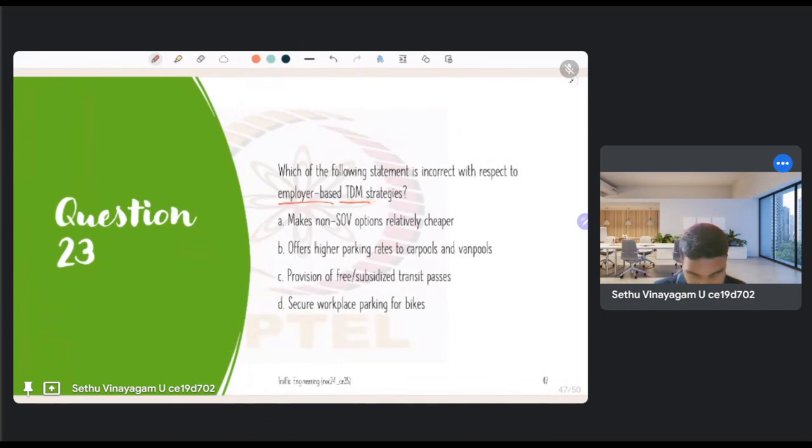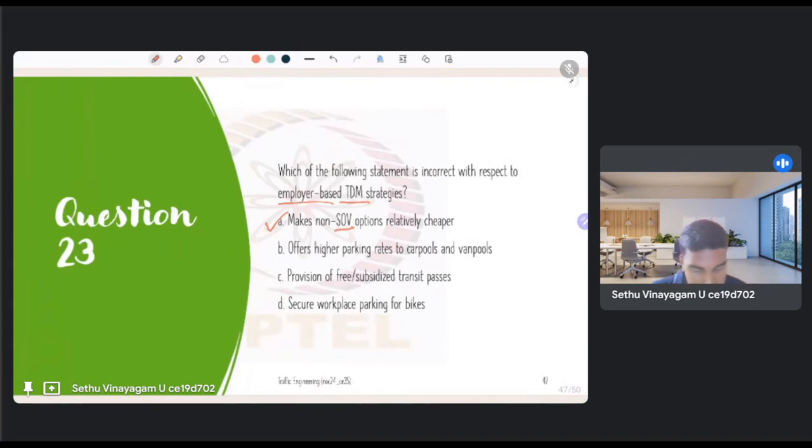Option A, make non-SOV options relatively cheaper. SOV stands for single occupant vehicle. So non-SOV options mean high occupancy vehicles like car share, van pool, carpool, or transit options. Okay, make those non-SOV options relatively cheaper, right? Which means that people will be incentivized to make use of these non-SOV options. So that is a correct strategy that we can adopt.